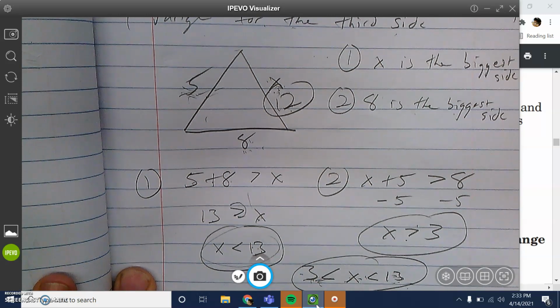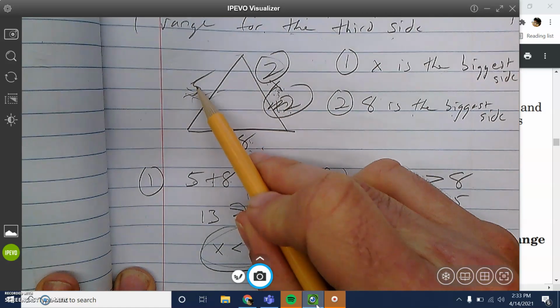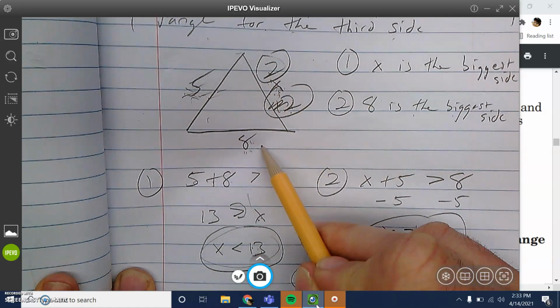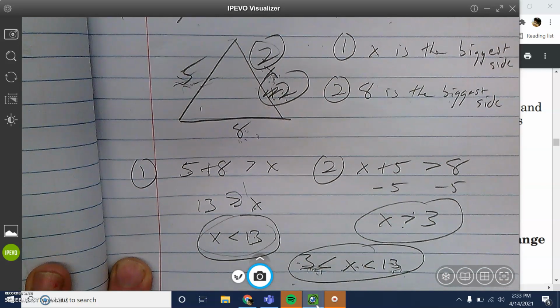2 is not between 3 and 13. Would that work? If I put 2 here? Nope, because 5 plus 2 is 7, and 7 is not bigger than 8. Cool. So I can pick anything between 3 and 13.